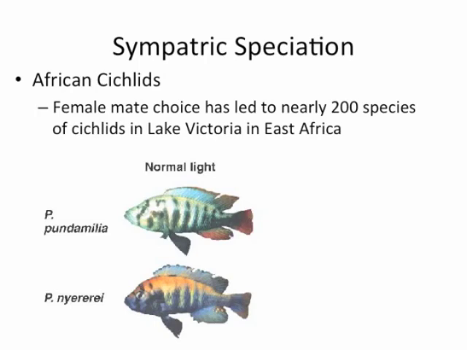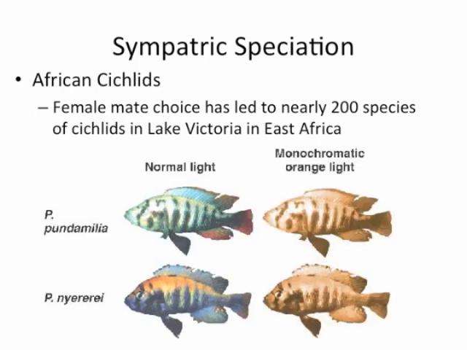So what researchers have done is they've actually put these cichlids in a monochromatic orange light. And if you look at the two species under monochromatic orange light, they actually look fairly similar. You can't see the big coloration variation. And if you do that, then they will interbreed. So only if you cut out the visual cues will they interbreed.